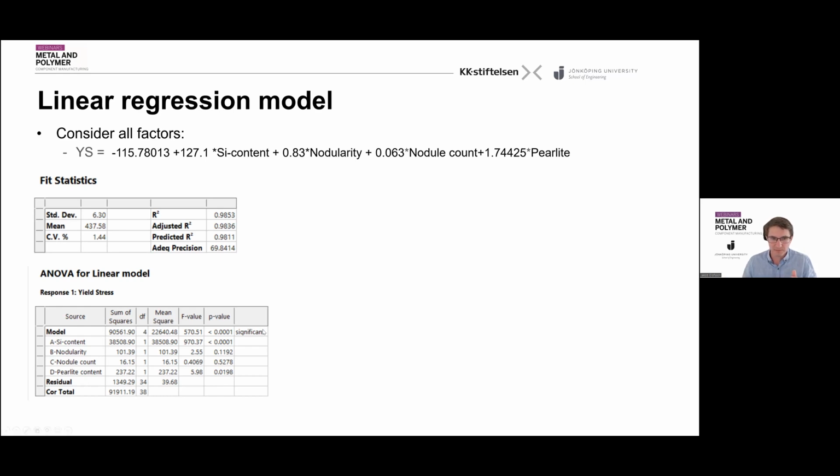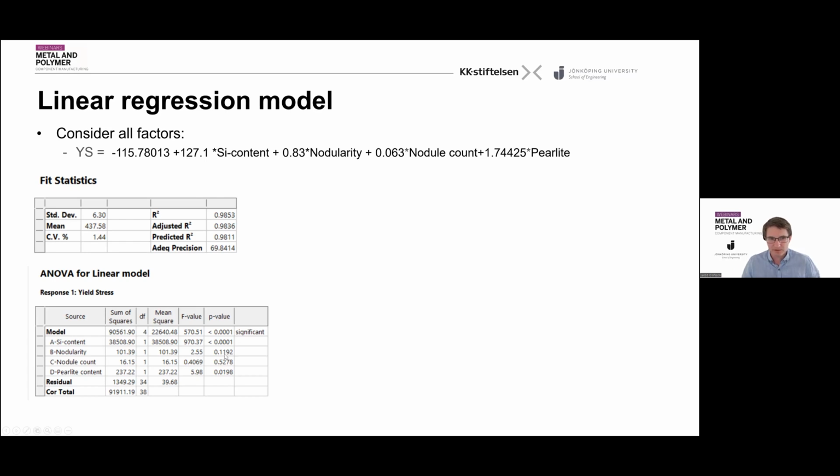And then we see that this model, okay, the model itself can be considered significant. And the factor for the silicon content, yeah, that is also statistically significant. We of course have a variation around this value, but we are quite sure that this is okay.